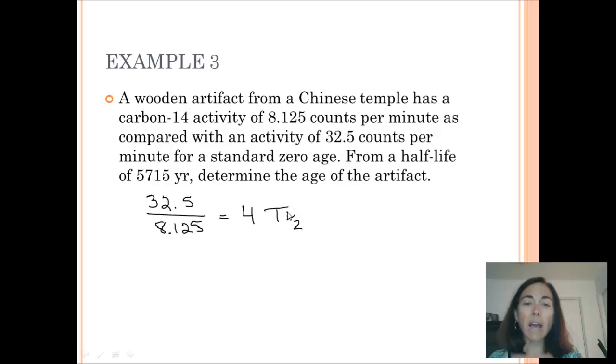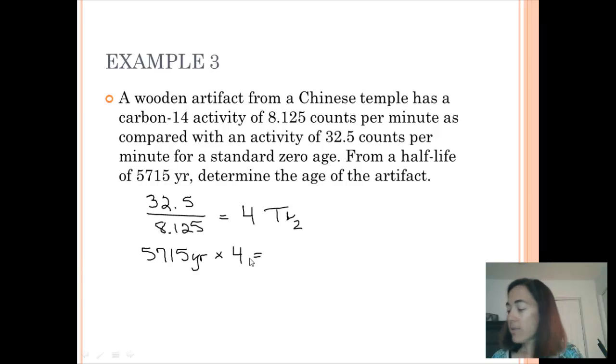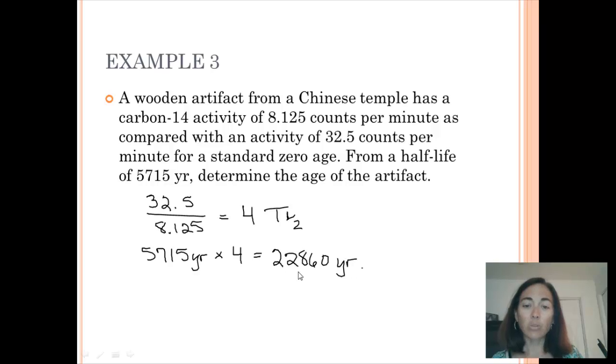If it's been through 4 half-lives, and each half-life is 5,715 years, we need to figure out the age of this artifact. Well, if 1 half-life is that, we want it to go through 4 half-lives, so that's going to be a lot of years. I'm going to multiply by 4, and we find out that these artifacts are 22,860 years old, simply by knowing how the concept of half-life works.